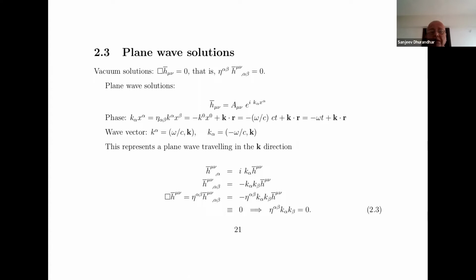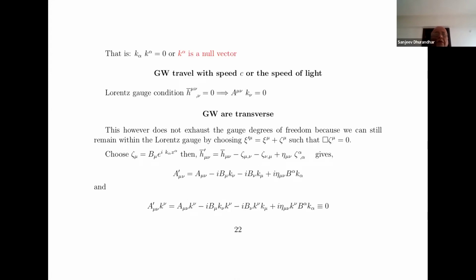So box h bar mu nu is eta alpha beta h bar mu nu comma alpha beta, which is minus eta alpha beta times k alpha k beta h bar mu nu, and this is equal to zero. Since h bar mu nu is arbitrary, this implies that eta alpha beta k alpha k beta is equal to zero. That means the length of this vector, the four-length of this vector, is zero. It's a null vector. So k alpha is a null vector. It lies on the light cone. And it will be the future light cone, because we'll be considering waves which are traveling forward to the future. So what this tells you immediately is that GWs travel with the speed of light, speed c. So this is in general relativity.